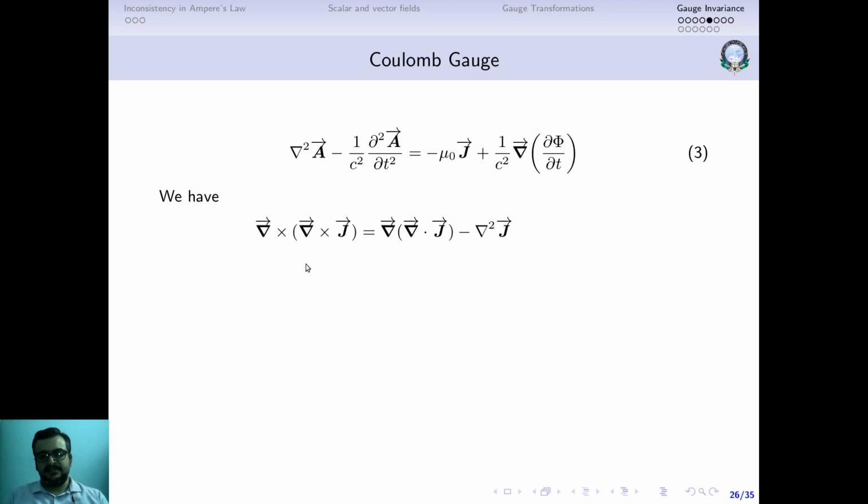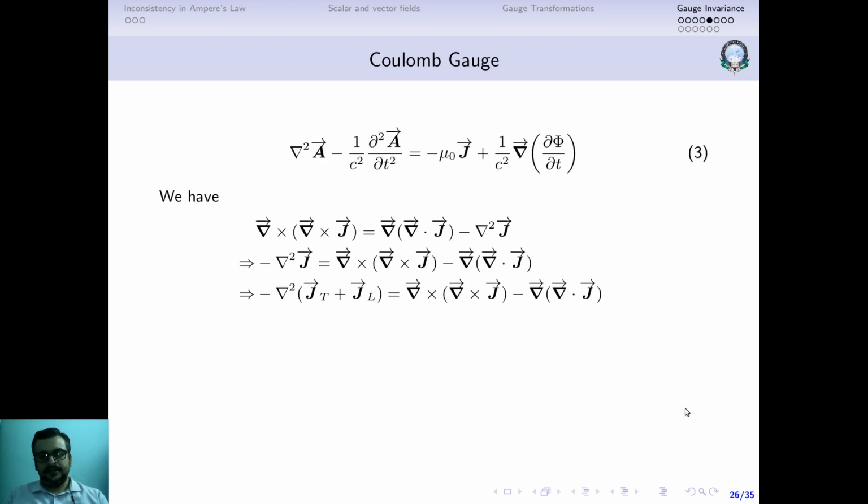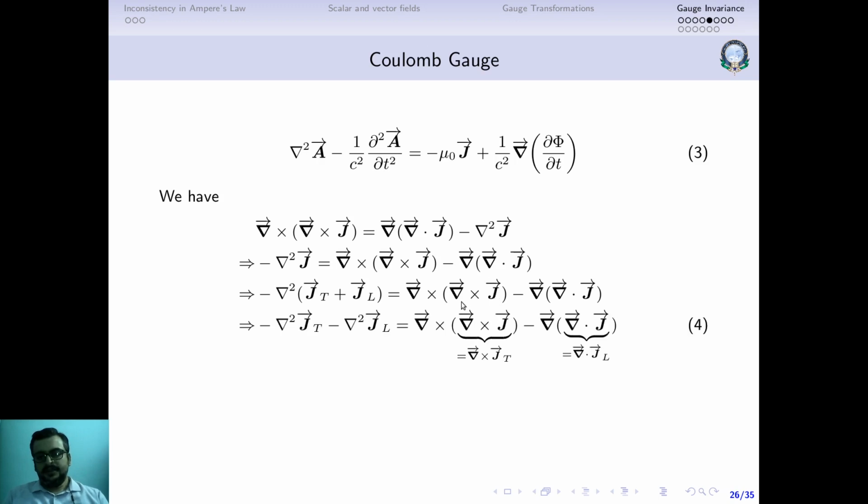Now what is J? As we have seen, J is equal to JL plus JT. Curl of J will be equal to curl of JT. Why is that so? Because J is equal to JL plus JT, and we saw that curl of JL is 0. So curl of J is curl of JL plus curl of JT, which gives us only curl of JT.